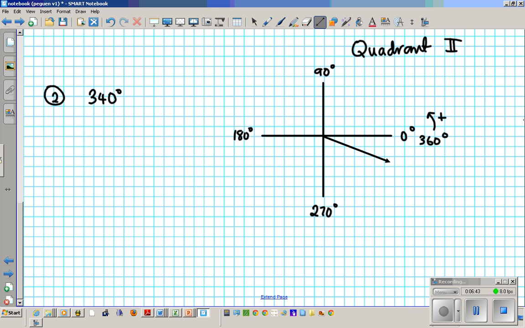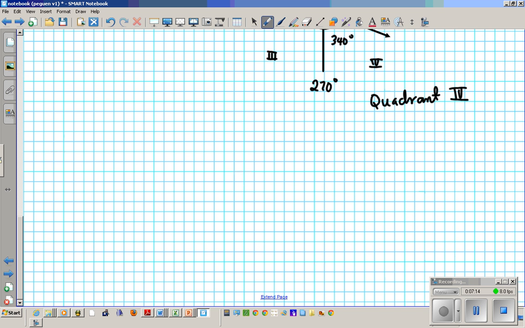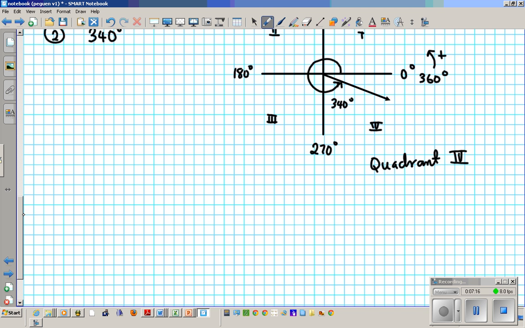This is just a sketch, okay? It doesn't have to be perfect. Alright, let's draw the angle. The direction of the rotation was like this. Down. Alright, so this right here, this angular rotation is 340 degrees. What quadrant is this? This is 1, 2, 3, 4. So our terminal side is in quadrant 4. Okay? Alright, let's move on to 3.